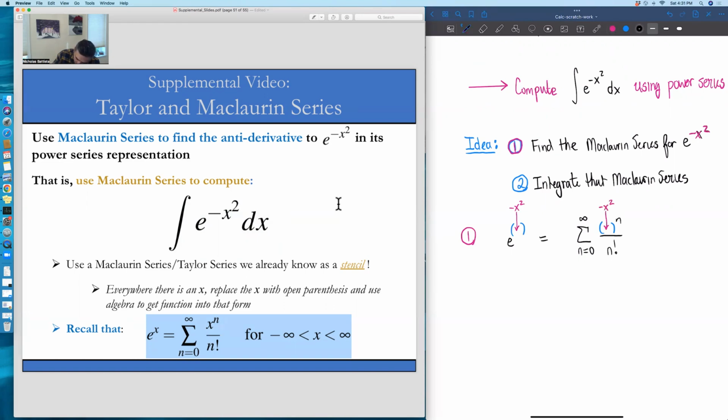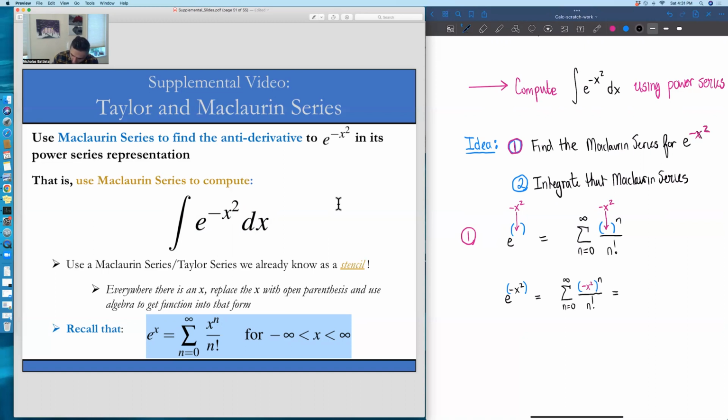So what we have is e to the minus x squared on the left-hand side then. Again, in the parentheses is the entire minus x squared. So on the right-hand side, what we have is the series from n equals 0 to infinity of quantity minus x squared being raised to the n all over n factorial.